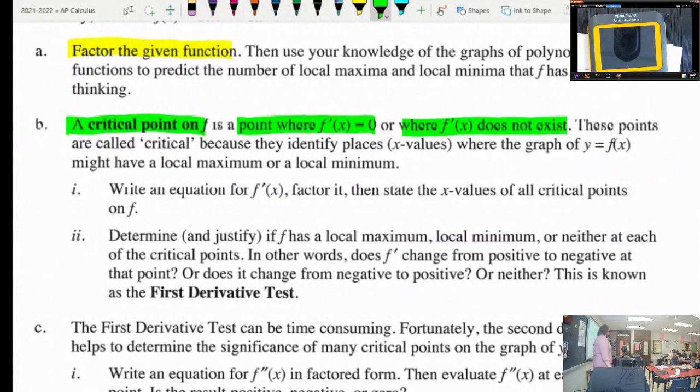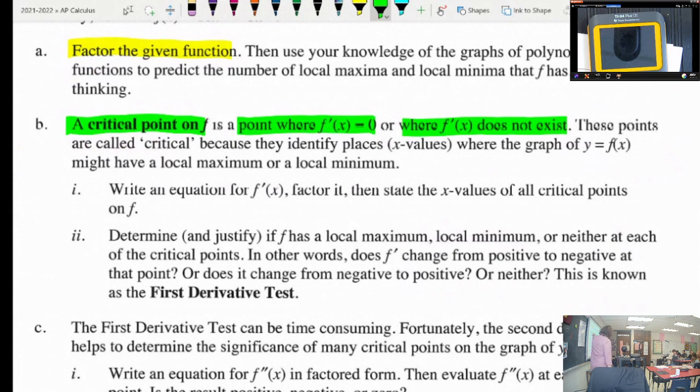9 times out of 10, when you're given a calc problem and you don't know what to do, you should take the derivative and set it equal to 0. Or see where it doesn't exist. That's what you're probably looking for. We call them critical points because we don't know if they're maximums or minimums yet. We just know that something interesting is happening there. It might be a maximum, it might be a minimum, it might be neither.